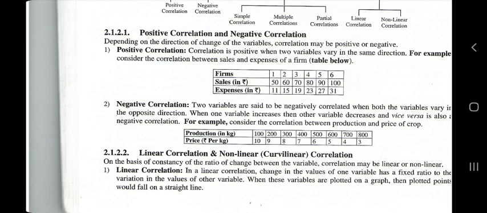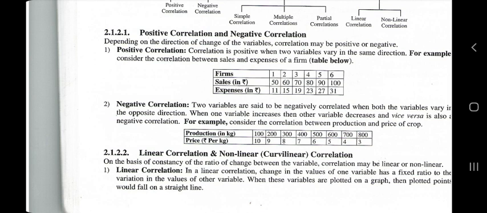Then next, negative correlation. Here you can see production in kg and price per kg. The production values go 100 to 200, 200 to 300, 300 to 400, 400 to 500, 500 to 600, 600 to 700, 700 to 800. It is increasing by 100 continuously. In the price table we can see 10 to 9, 9 to 8, 8 to 7, 7 to 6, 6 to 5, 5 to 4, 4 to 3.